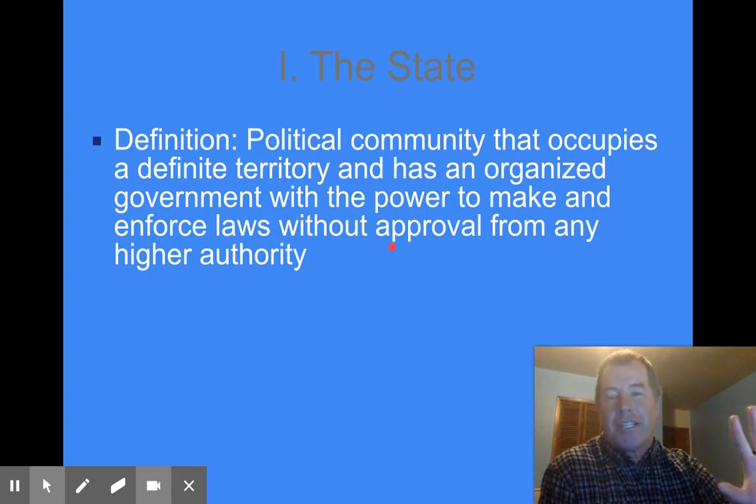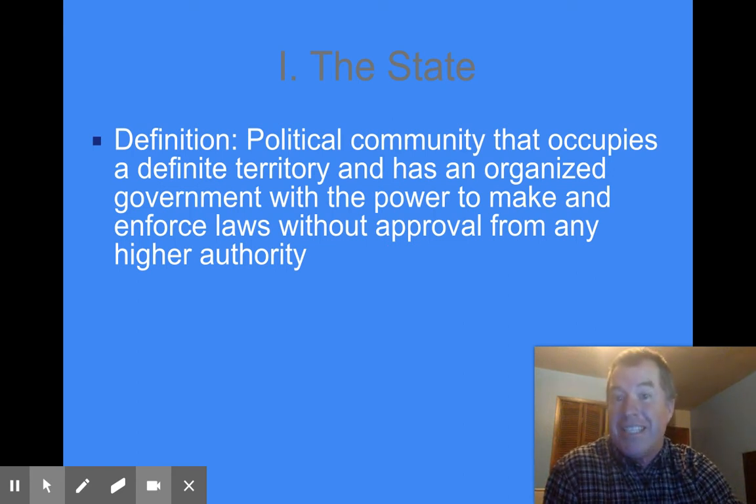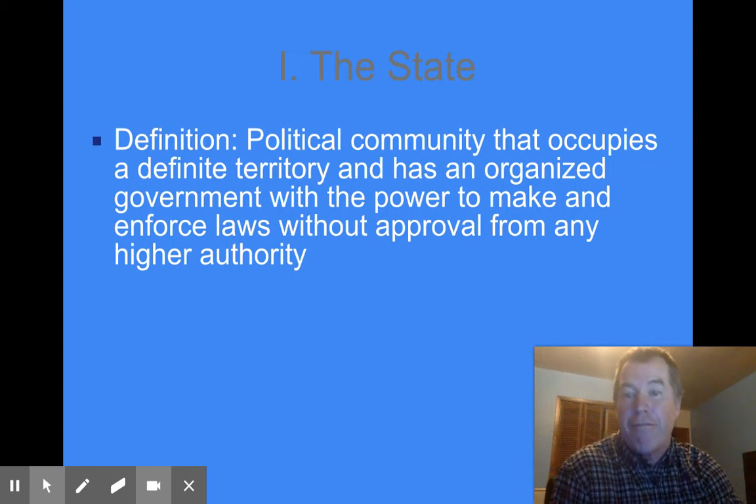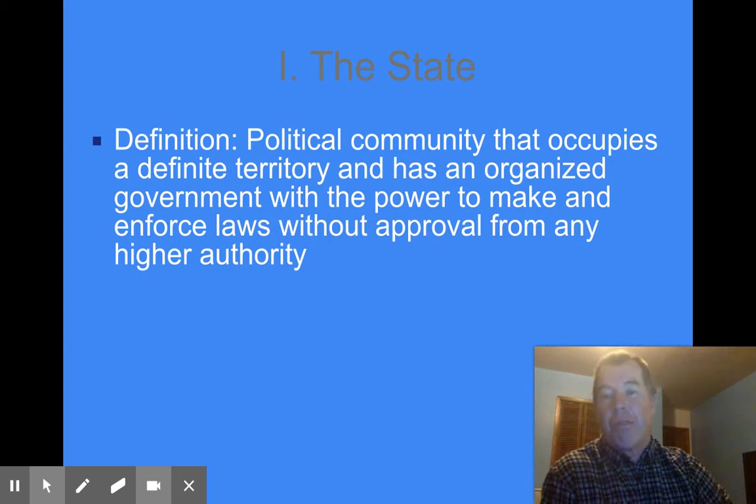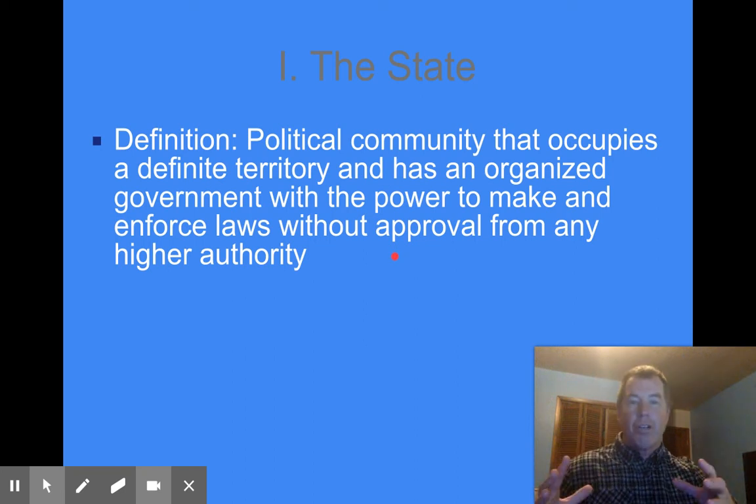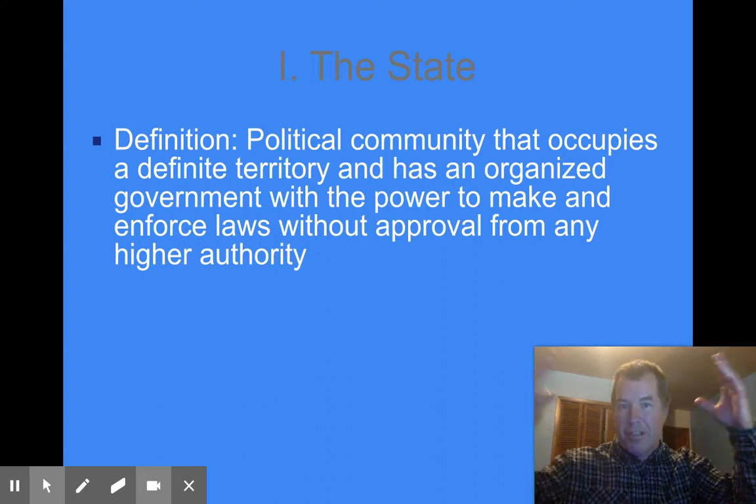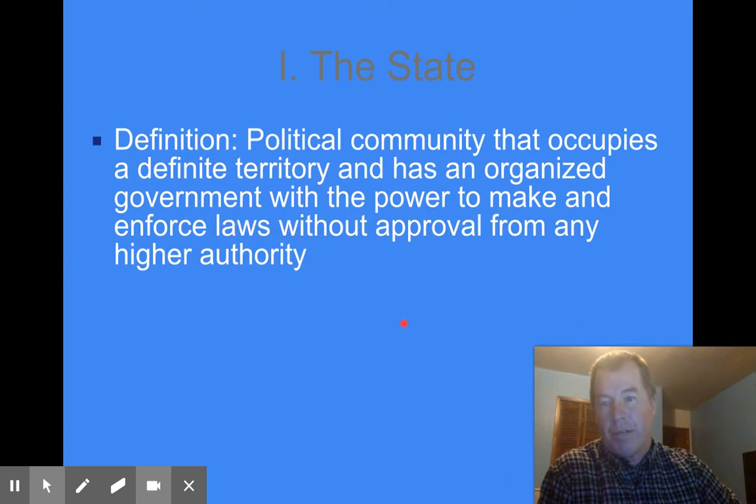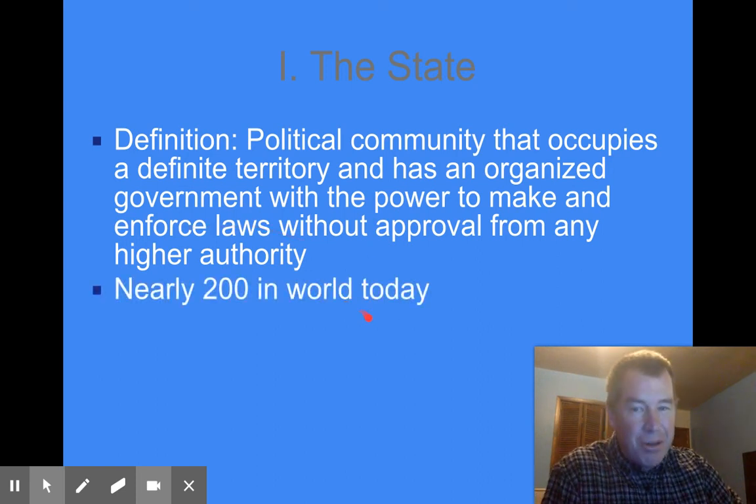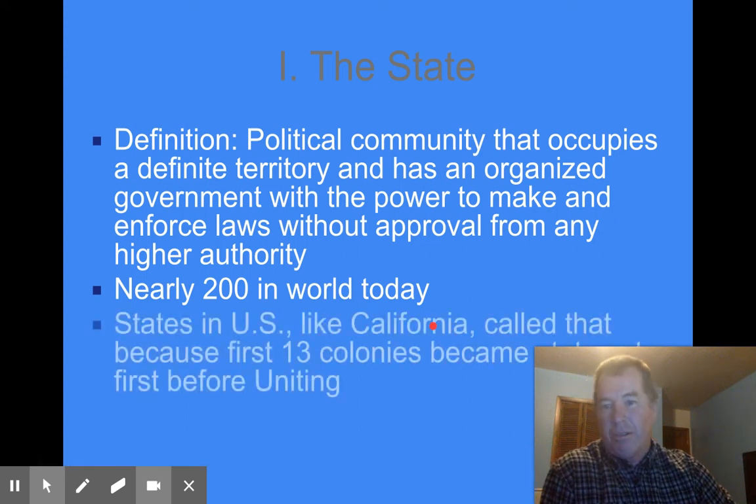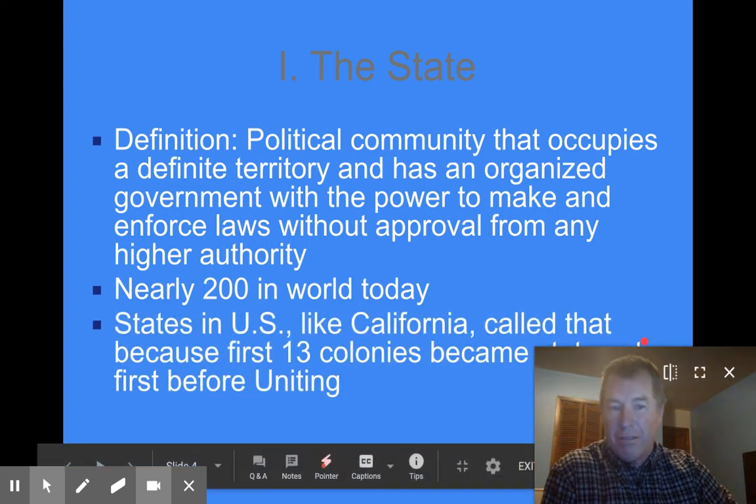Okay, so the state, by our definition here, is a political community that occupies a definite territory and has an organized government with the power to make and enforce laws without approval from any higher authority. Okay? Political community, defined territory, organized government, and they don't answer to anybody. That government is the highest authority in the land. All right. There are nearly 200 states in the world today. 200 states.